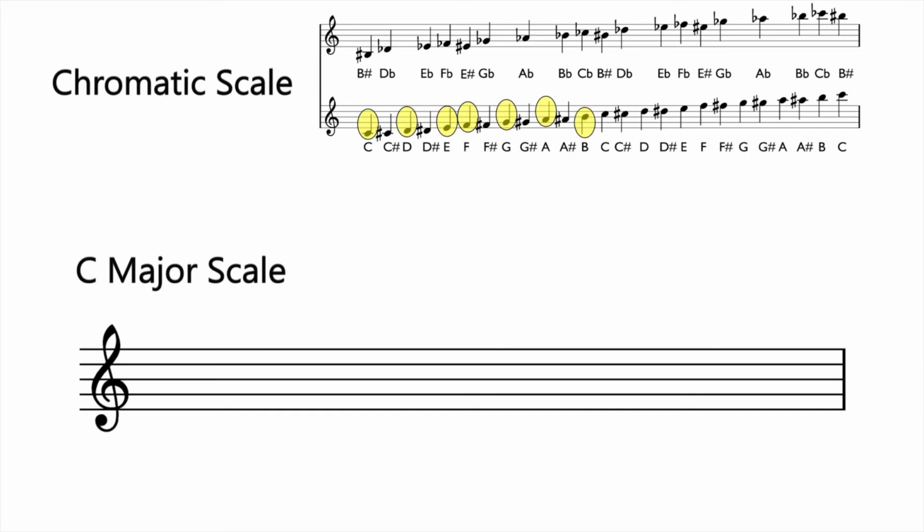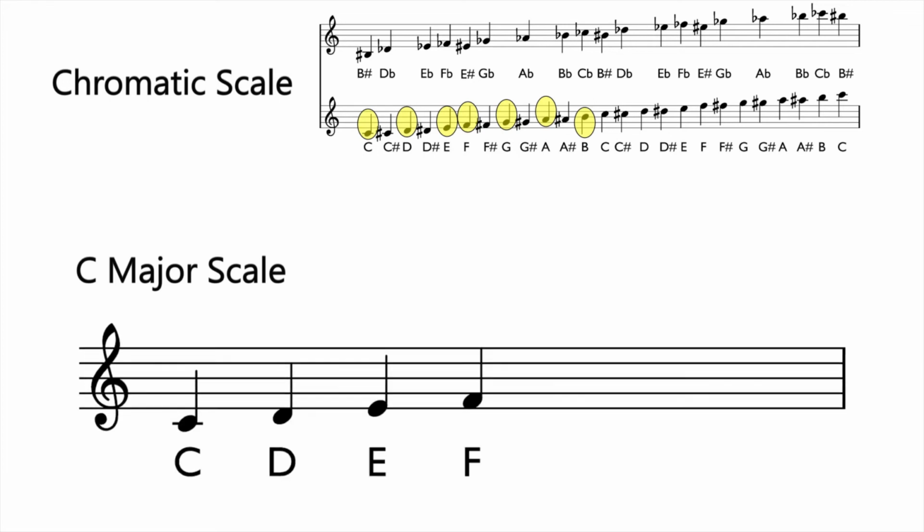Now let's add them to the staff. The C major scale is C, D, E, F, G, A, and B. It's that easy. Here's what that sounds like. I play the alto sax, so I'll be playing this in concert C, so we're all on the same page.